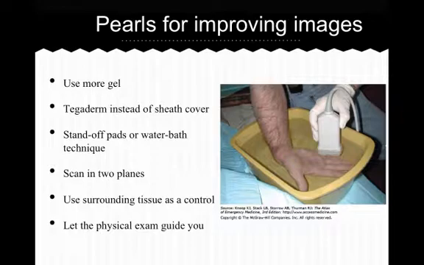Now, there are several ways in which you can improve the quality of the image you obtain. Often, it's simply a matter of applying more gel. If you do use a sterile probe sheath for the probe, applying gel both inside and outside of it helps to optimize images. Alternatively, you can use a clear adhesive dressing like Tegaderm, which you can apply directly to the dry probe rather than a sheath, and that produces a sterile surface that's a little bit smoother with fewer bubbles of air.